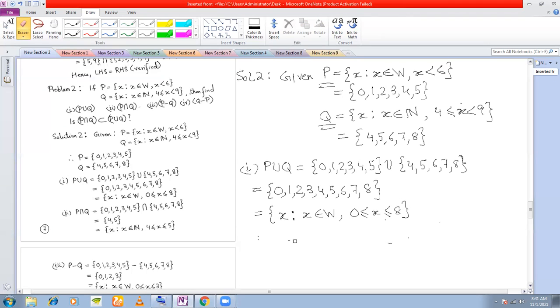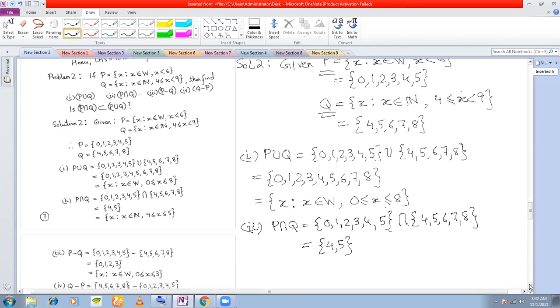So let's do the next sum. The next question here is P intersection Q. What are the common elements between these two? 4 and 5, sir, only. 4 and 5. So that is P intersection Q.